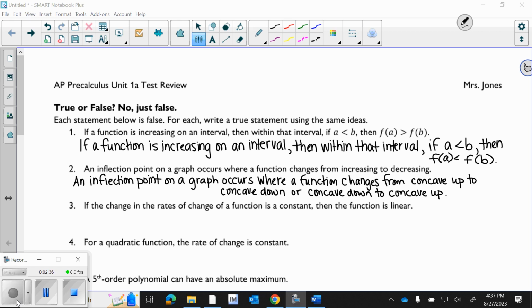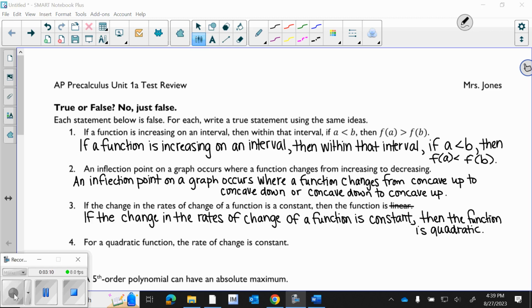The next statement says, if the change in the rates of change of a function is constant, then the function is linear. Now we do know if the rate of change is constant, the function is linear. So you could rewrite it like that. Or you could focus on this first part. If the change in the rates of change of a function, that means that it's a second difference. Therefore, the function is quadratic.